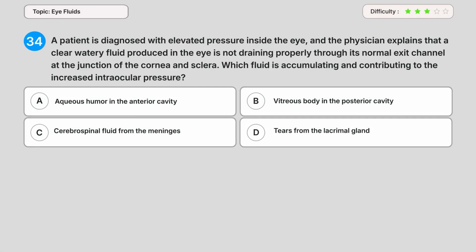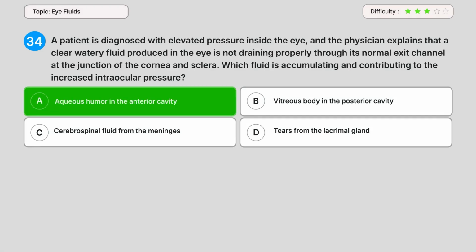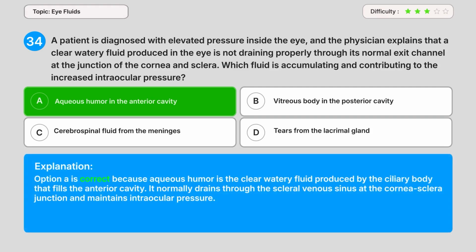Correct answer. A. Aqueous humour in the anterior cavity. Explanation. Option A is correct because aqueous humour is the clear, watery fluid produced by the ciliary body that fills the anterior cavity. It normally drains through the scleral venous sinus at the cornea-sclera junction and maintains intraocular pressure.